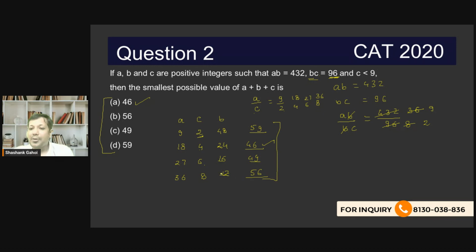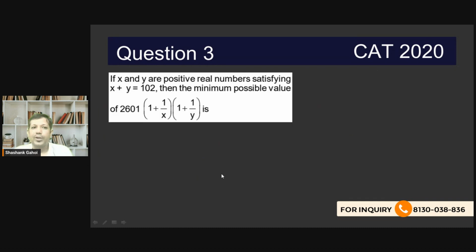Okay. Now let's move on to the next question. What does it say? If x and y are positive real numbers, what is the minimum possible value of this? X plus y is given and a minimum value of some function is asked. So what I'm going to do is take x as 51 and y as 51.